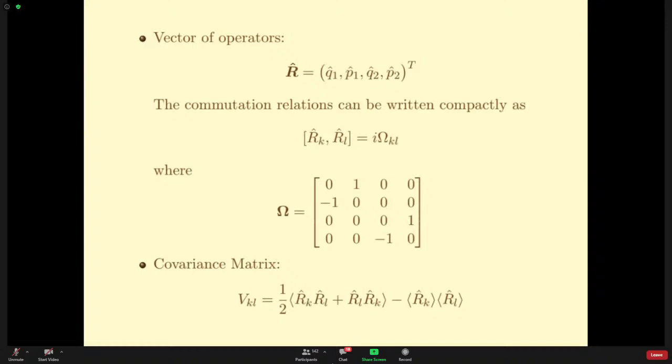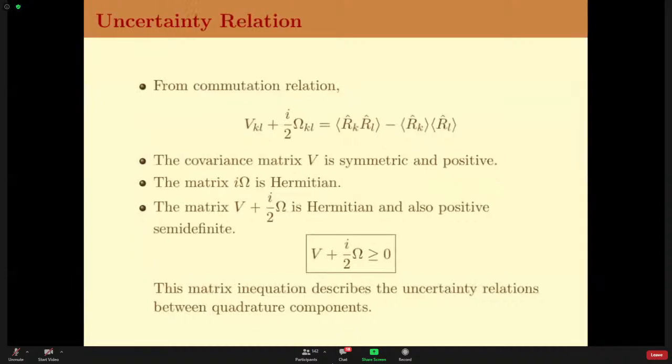And the elements of the covariance matrix of these quadrature operators are given here. So from this commutation relation and the elements of the covariance matrix, we can find that the sum of V_KL plus i/2 times omega_KL is equal to the expectation value of the product of R_K and R_L minus the product of the expectation values of R_K and R_L. And the covariance matrix V is a symmetric matrix, and it is also positive semi-definite.